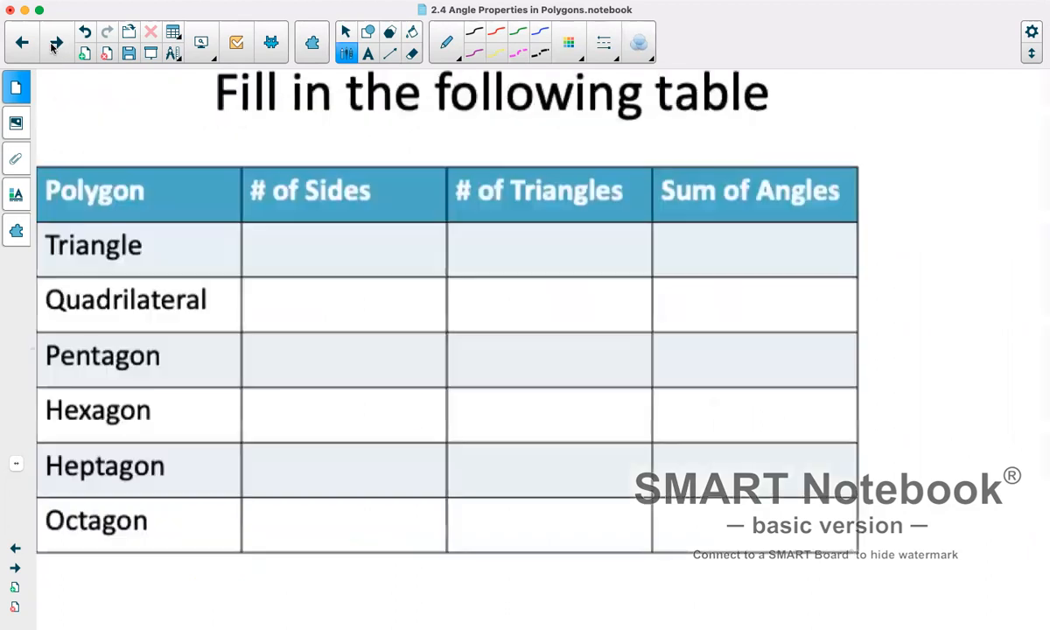Now, if we look at more shapes, we can come up with some patterns. So triangles have 3 sides. Quadrilaterals, which include squares, have 4. Pentagons, which we just dealt with, have 5. Hexagon has 6. Heptagon has 7. And octagons have 8.